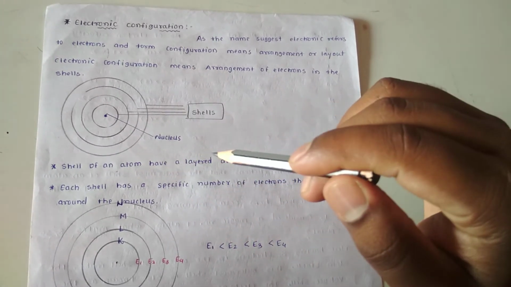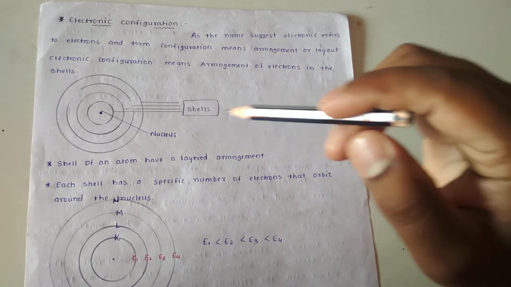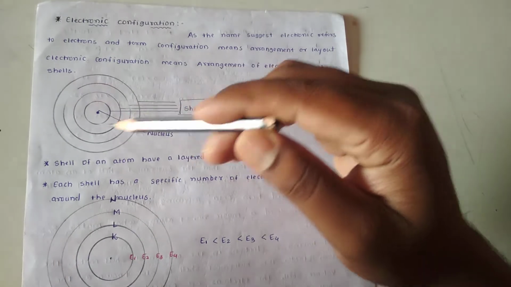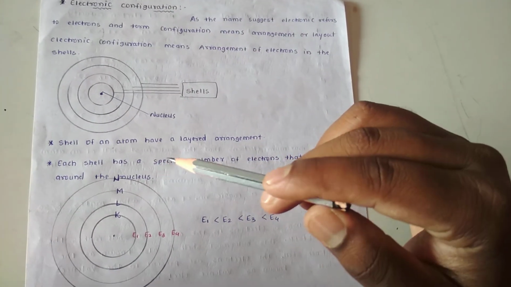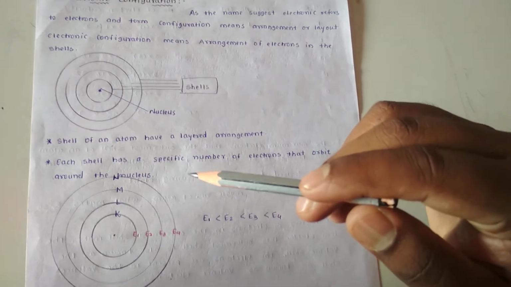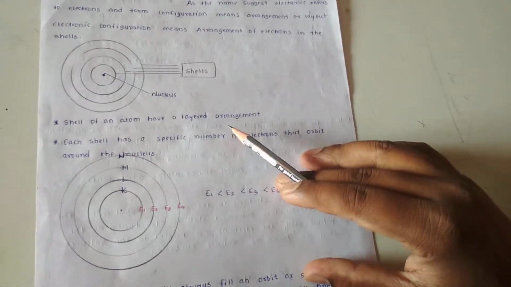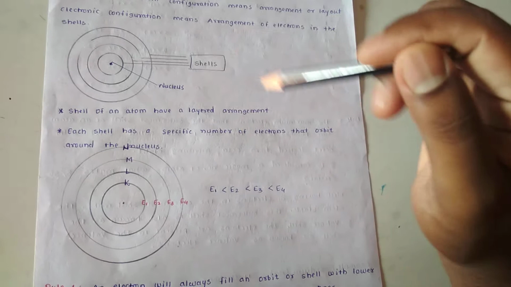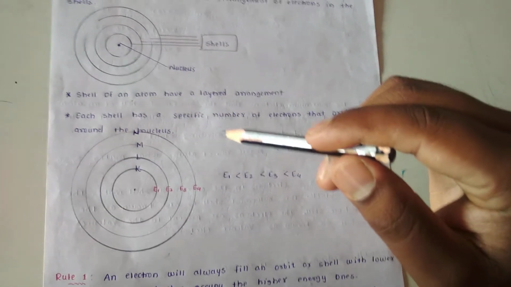Next, the shells of an atom have a layered arrangement. Each shell has a specific number of electrons that orbit around the nucleus.